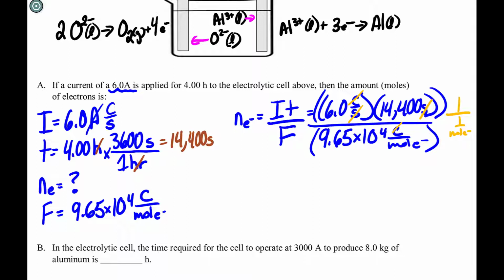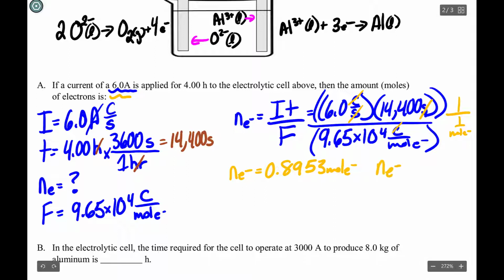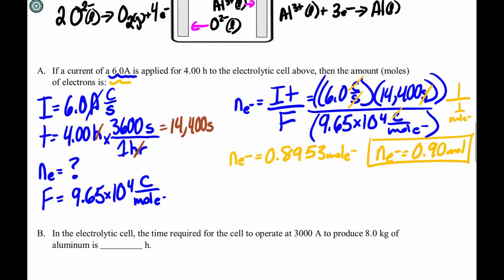So we plug this into our calculator. Okay, and the number of moles of electrons I get is 0.8953 moles of electrons, but with 2 significant digits, this would become moles of electrons would be 0.90 moles. Okay.